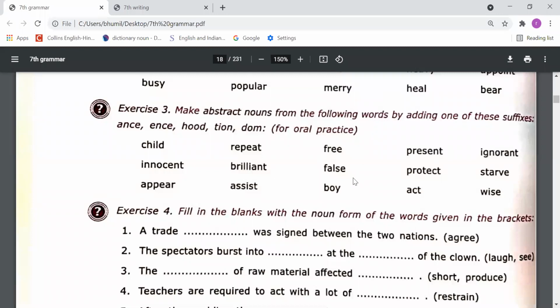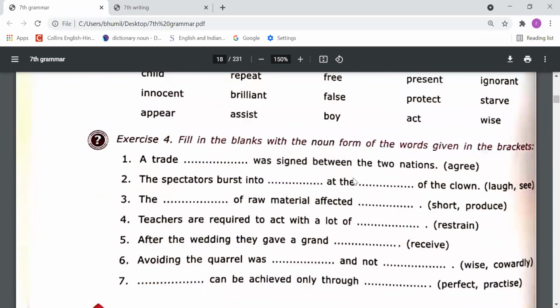Now please let's come to exercise number 4. Fill in the blanks with the noun form of the words given in the brackets. So dear students, these fill-ups you have to fill. Some verbs and some nouns are given here, but you need to make them abstract nouns. Basically verbs are written here, so with the help of those verbs, you need to make a suitable abstract noun, right?